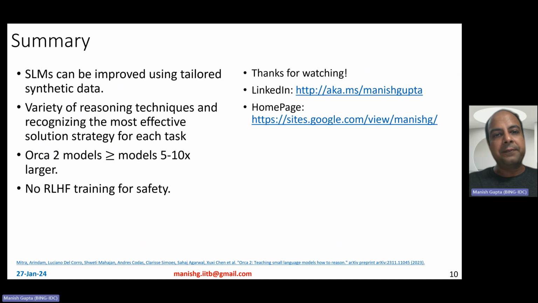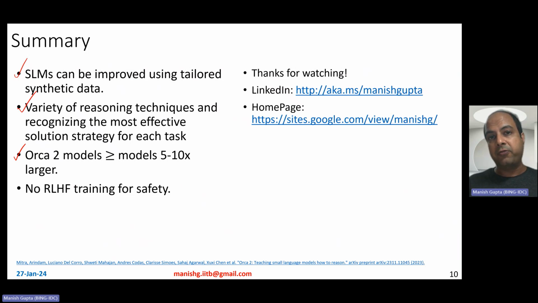Okay. So in summary, Orca 2 nicely hammered this point that small language models can be improved using tailored synthetic data, which is obtained by prompting large language models using careful prompting techniques. A variety of reasoning techniques were experimented with. And the idea in Orca 2 was to recognize the most effective solution strategy, the most effective prompting technique, for each task. They showed that Orca 2 models are equivalent or better than models 5 to 10x larger in size.